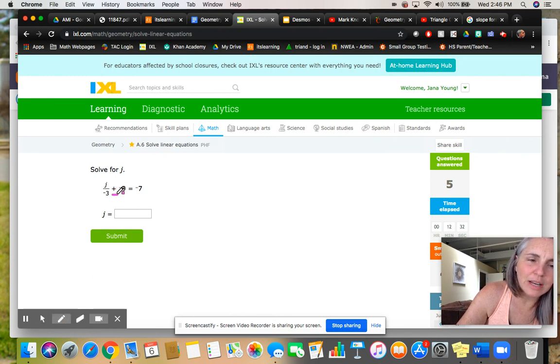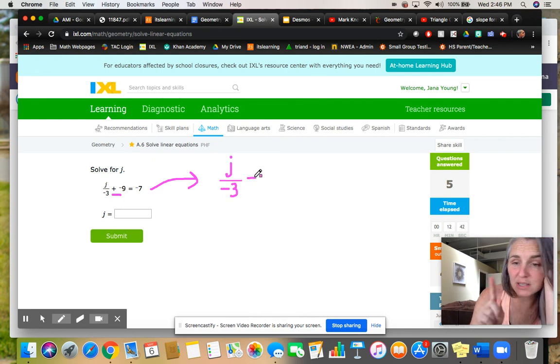I'm going to rewrite her again because look at that. Plus a negative. I hate that. So I'm going to have j divided by negative 3 minus, because plus a negative is minus. So minus 9 is equal to negative 7.